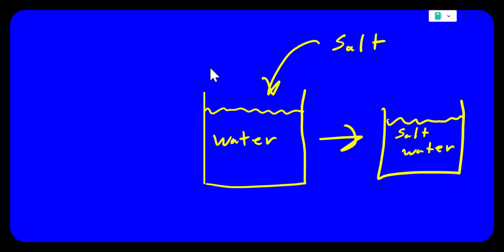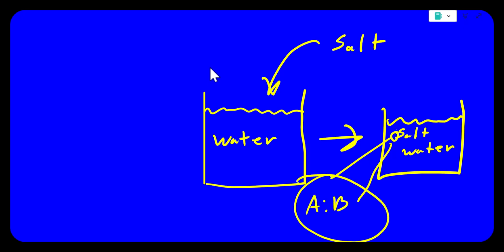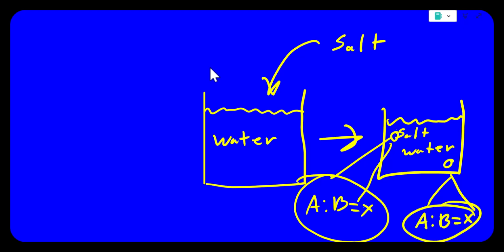So it's homogeneous. If we took a sample here and zoomed it out and looked at the ratios, A and B equals, say, X. These ratios would be the same as if we took a sample right here and zoomed that out. We would have substance A and B would also equal X. So the solution is homogeneous, and there's two or more substances in the solution.